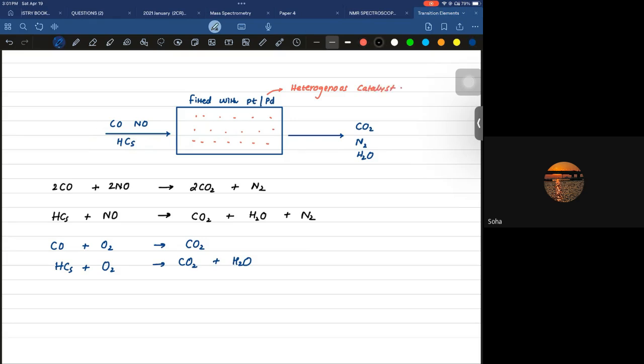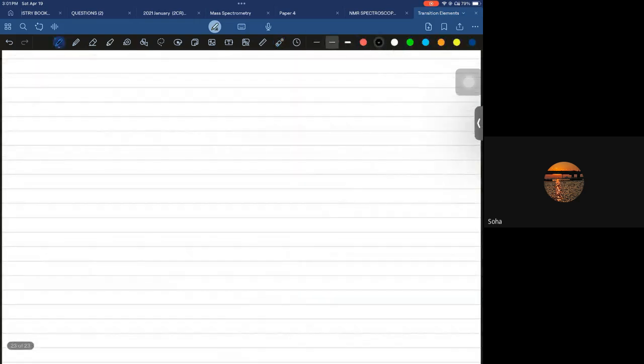Moreover, your catalyst, platinum and palladium in that case, would adsorb carbon monoxide and nitrogen oxide molecules on the surface of that catalyst. Of course, it's going to take some oxygens from that, and then it's going to form carbon dioxide and N2 molecules from the surface of the catalyst. Let me write it down so that you can write it in your exam.